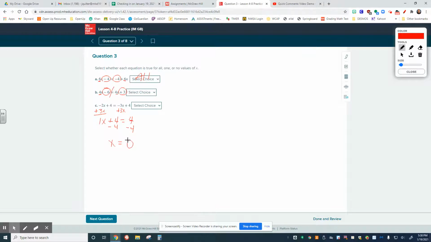That is a solution. It doesn't mean that there's no solutions. It means that the solution is x equals 0. That means 2 times 0 is 0 plus 4, and negative 3 times 0 is 0 plus 4, and 0 plus 4 is the same thing as 0 plus 4, which means x equals 0 is my accurate and complete and correct answer. So there's only one and only one solution, and that is 0.